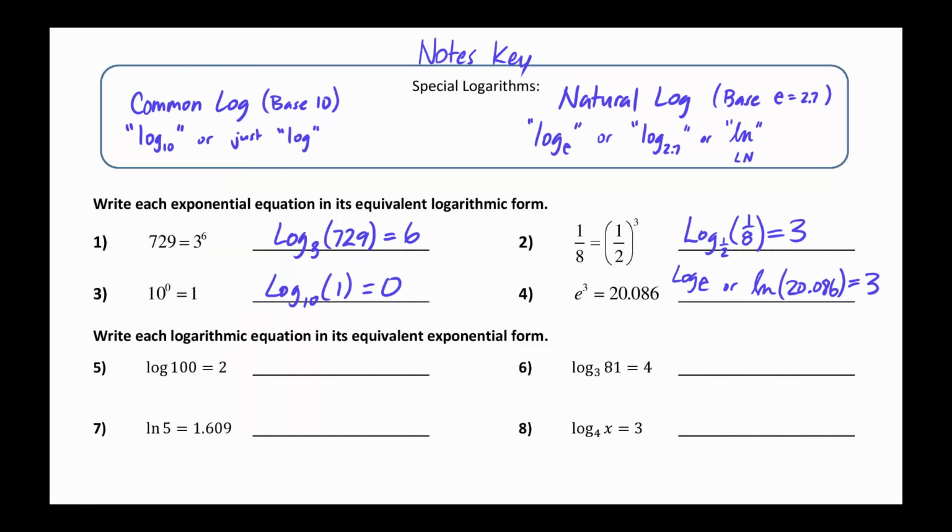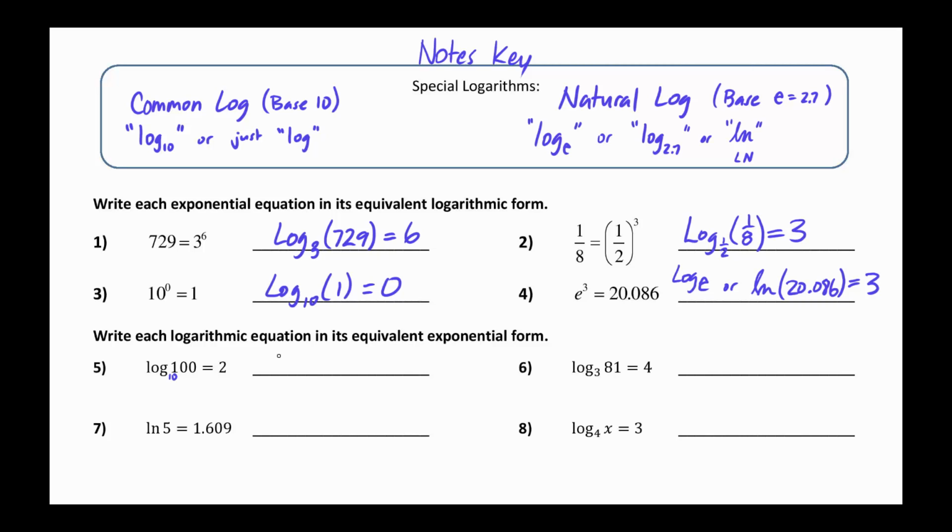So let's go ahead and look at 5 through 8. We're writing each logarithmic equation in exponential form. So here we have log 100 equals 2. Doesn't look like there's a base at all, but anytime there's not a base, it's a common logarithm, which means the base is 10.